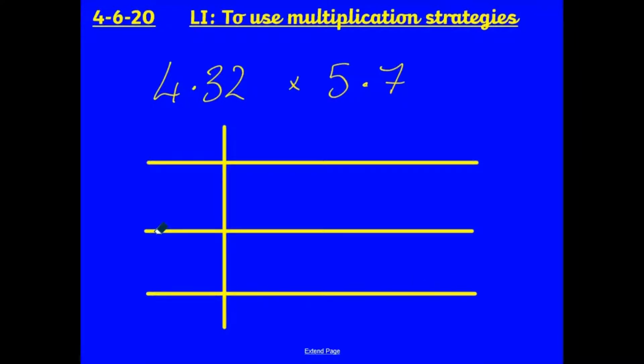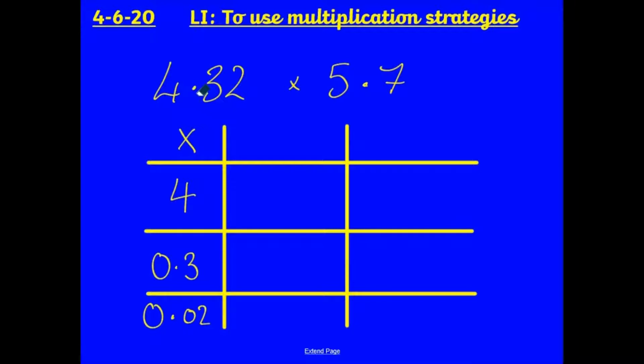So I'm just going to quickly draw out a grid here, so I can partition my numbers. So I'm going to be doing multiplication. I'm going to partition the 4.32. So it's 4, 0.3, and 0.02. And then on the top, I've got 5, because I'm going to partition 5.7 to a 5, and a 0.7. And I can now look at multiplying them as a normal grid method. But you just have to be careful with where your decimal points are going to go.